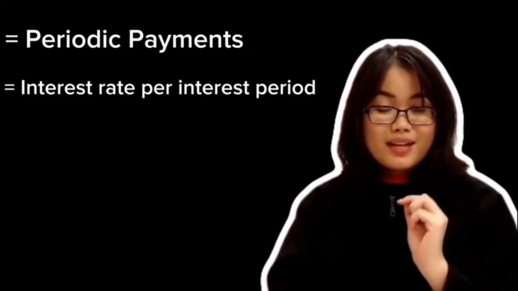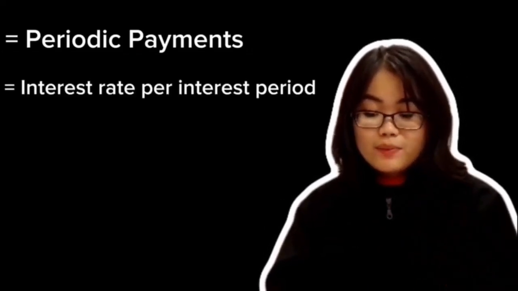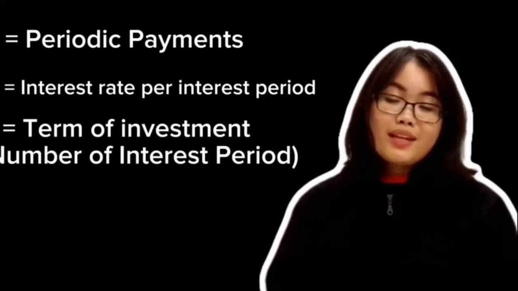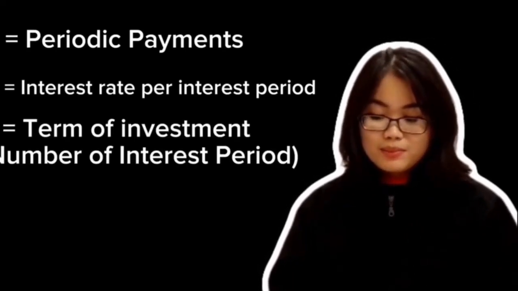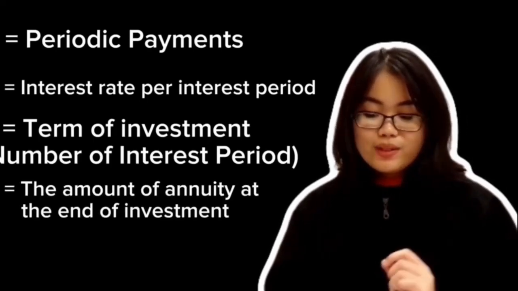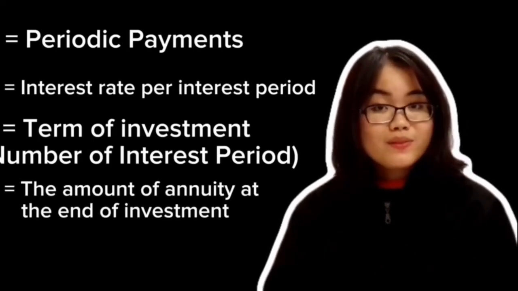Annuity is a series of periodic payments or deposits, usually made in equal amounts at equal intervals of time. The formula that we use to find the future value of an ordinary annuity is this. The big R stands for periodic payments, the small i stands for interest rate per interest period, the small n stands for term of investment, and the big S stands for the amount of annuity at the end of investment. To find the interest earned for an ordinary annuity, we use this.